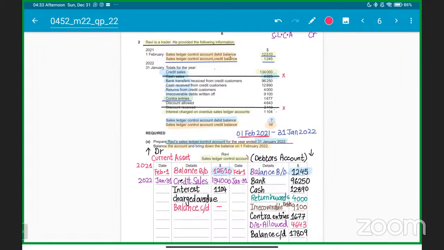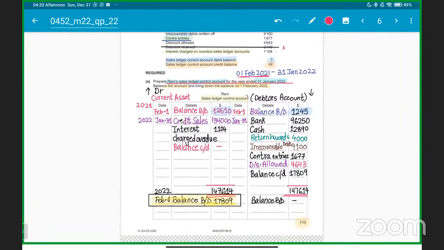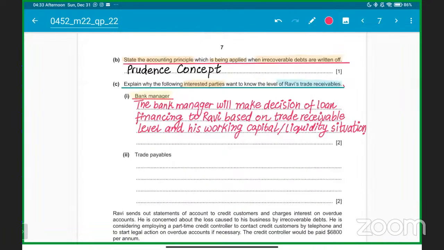And every year it is increasing. पहले 12,510 था जो साल के स्टार्ट में अमाउंट रिसीव होनी थी. अब नेक्स्ट ईयर जो अमाउंट रिसीव होनी है वो 17,809 रिसीव होनी है, which is a negative factor for him. कि बैंक सोचेगा because of the reason कि if the trade receivables are high, it means that Ravi might not have enough funds to pay the interest, the bank loan or bank overdraft.